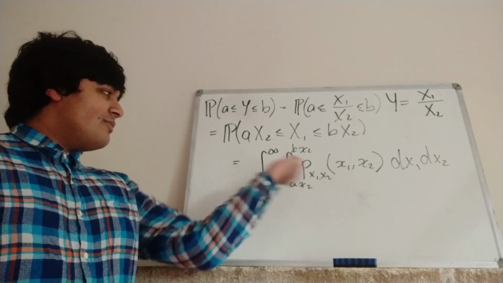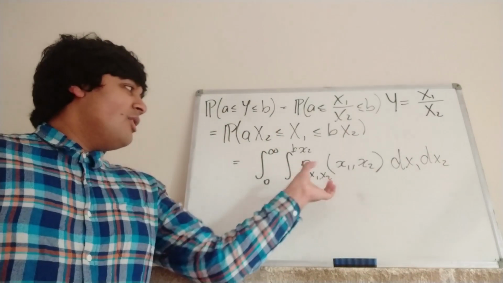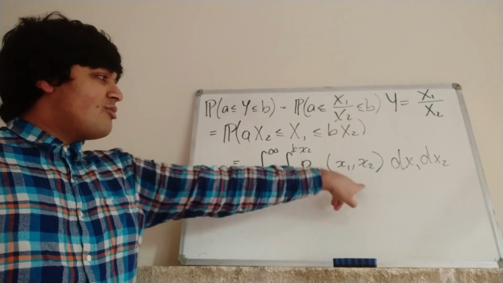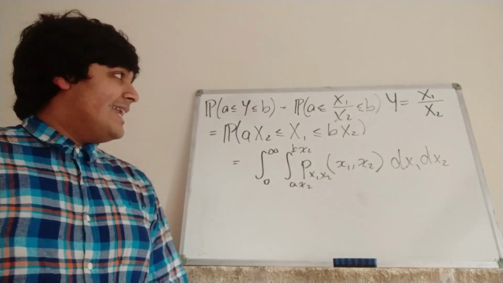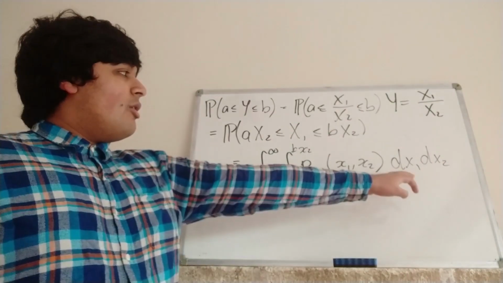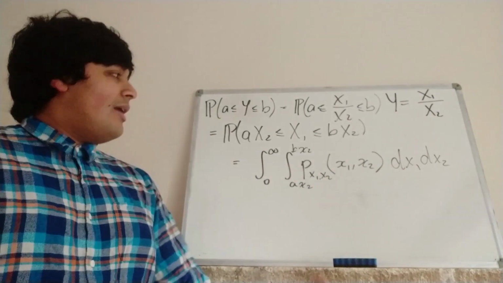So it's the integral from 0 to infinity of the integral from ax2 to bx2 of this thing here, which is the joint probability density of x1 and x2, so the random variables x1, x2, of dx1 dx2. Why is this the case?